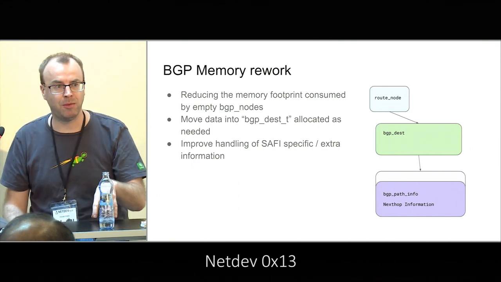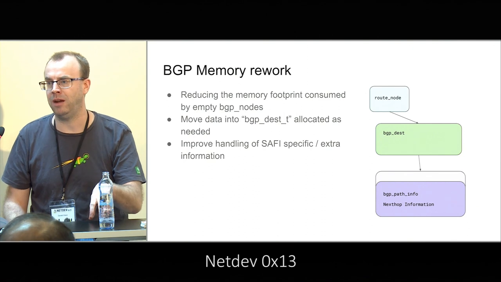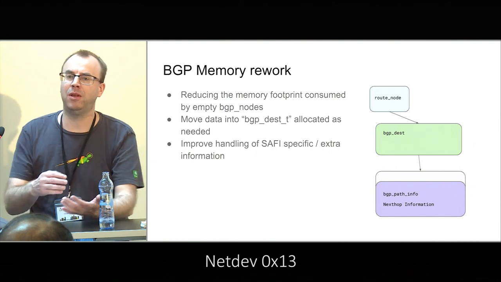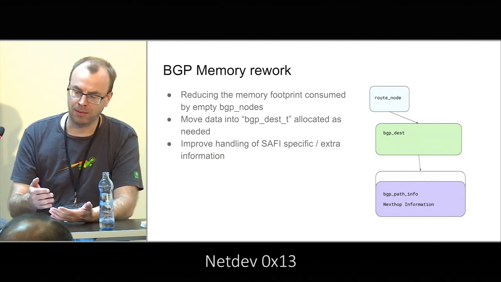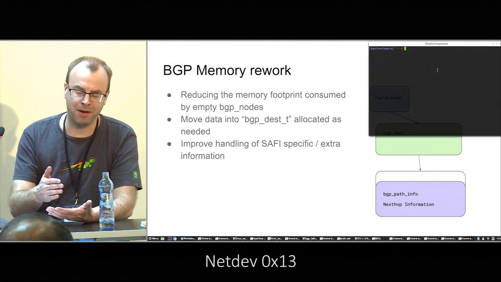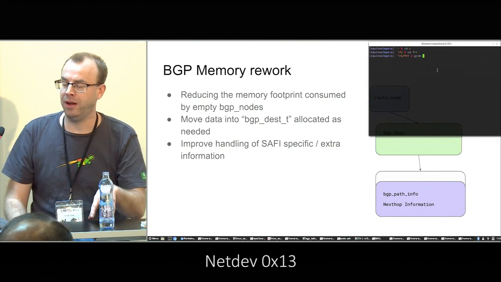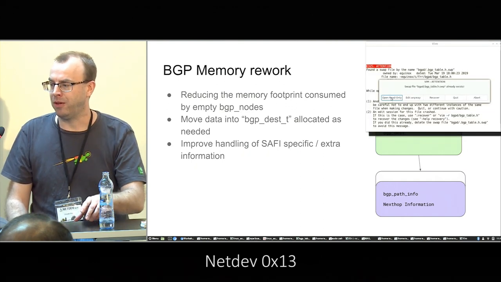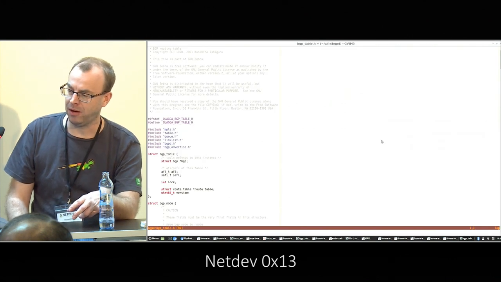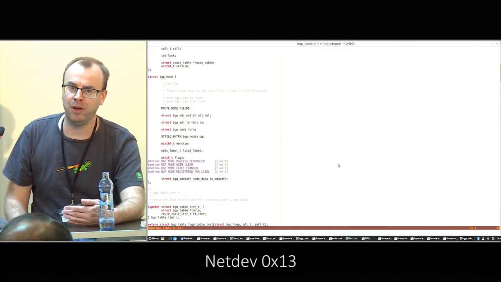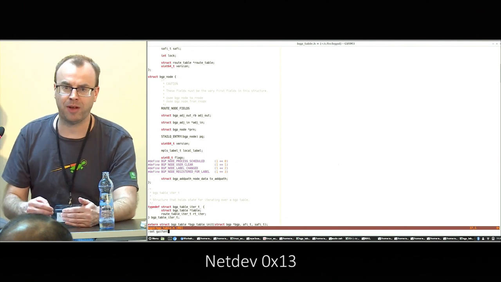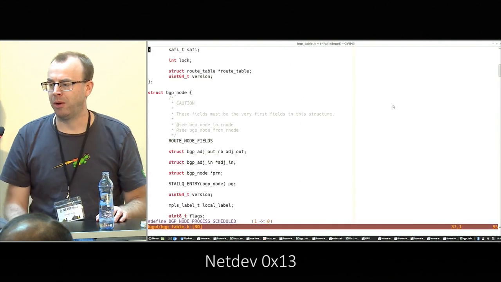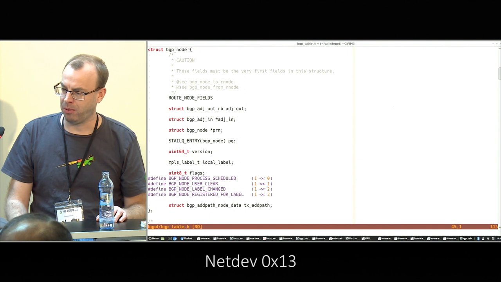And the other thing that's come up recently is this idea of SAFI-specific or extra information that we're storing. If you're doing things like VPNs or flow spec, you'll end up with an extra pointer that's probably an extra 200 or 300 bytes as well. So the goal is that if you're using flow spec, you don't necessarily care about the extra data for VPNs. And so what we want to do is break up the extra pointer.